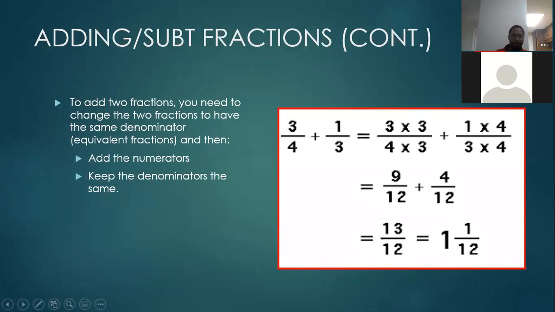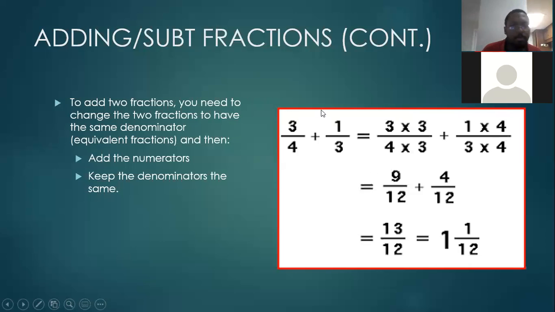So the way we add fractions together is we basically take the two numbers and we get a common denominator. The way we do that is make equivalent fractions. So the common denominator between 4 and 3 is 12.